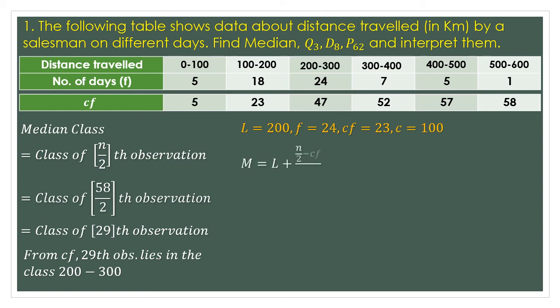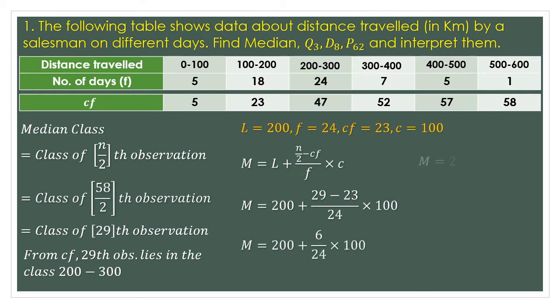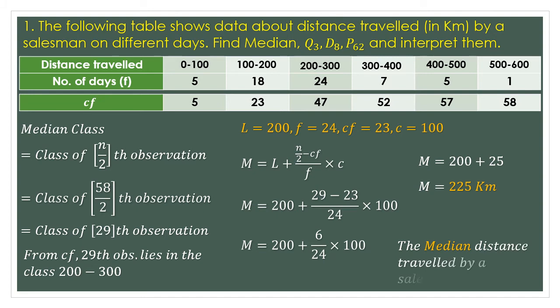We will put all of these things into our formula of median, L plus (n upon 2 minus cf) upon f into c. So when we put the values, 200 plus (29 minus 23) upon 24 into 100. 29 minus 23 is 6, so 6 upon 24 into 100 will be 25, so 200 plus 25 would be 225 kilometers. So when I interpret, the median distance traveled by a salesman is 225 kilometers. Moving on to the second part of this question, that is the third quartile.